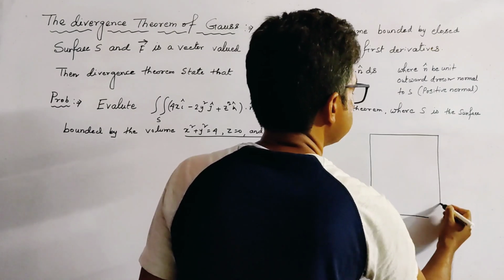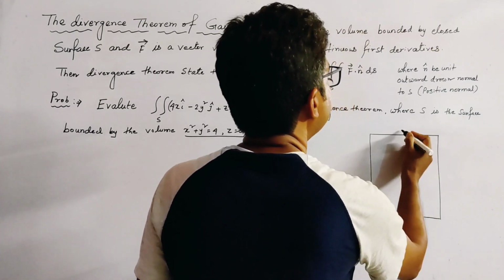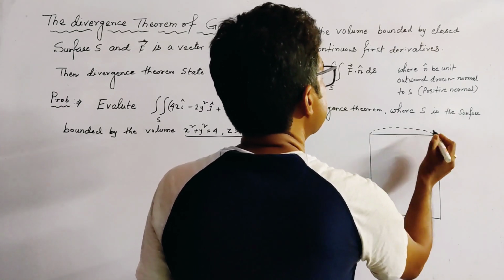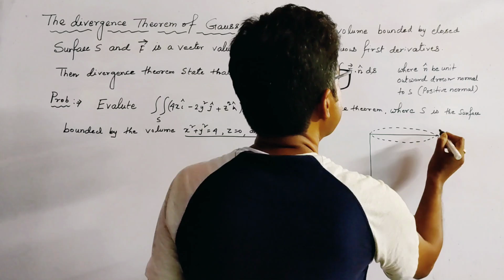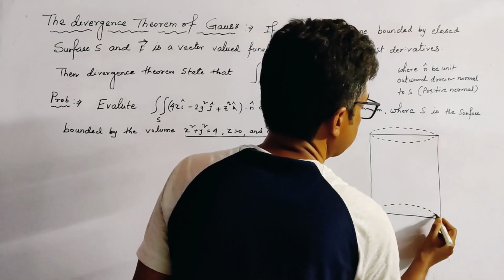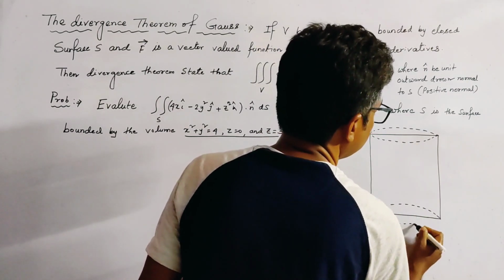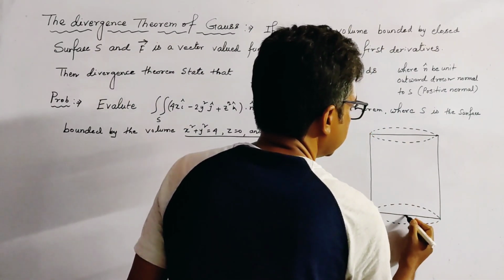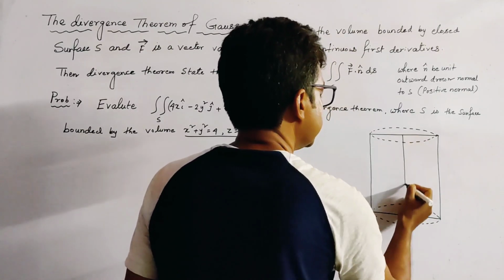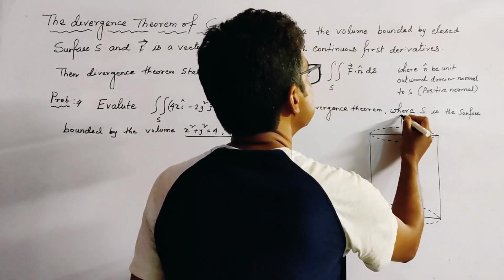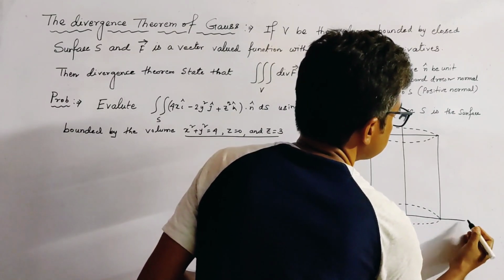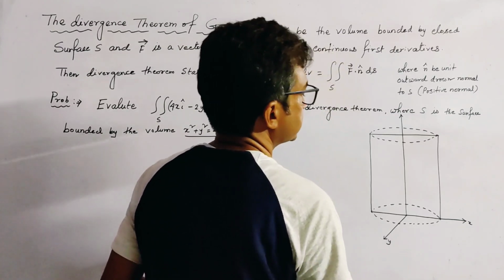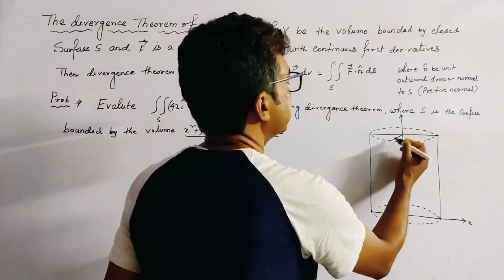If we draw the cylinder first, this is the cylinder, this is the lower face and this is the upper face of the cylinder, and let this be the origin. This is the z axis vertically upwards, this is the x axis, and this is the y axis.